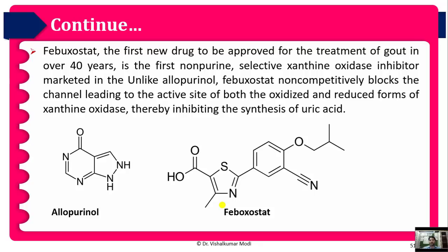Febuxostat, the first new drug to be approved for the treatment of gout in over 40 years, is the first non-purine selective xanthine oxidase inhibitor marketed, unlike allopurinol. Febuxostat non-competitively blocks the channel leading to the active site of both the oxidized and reduced forms of xanthine oxidase, thereby inhibiting the synthesis of uric acid. This is the structure of allopurinol and febuxostat.